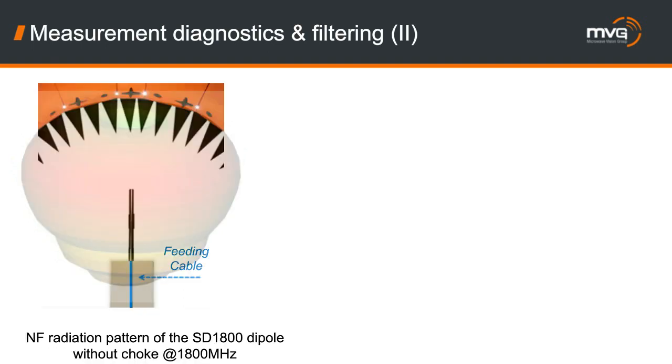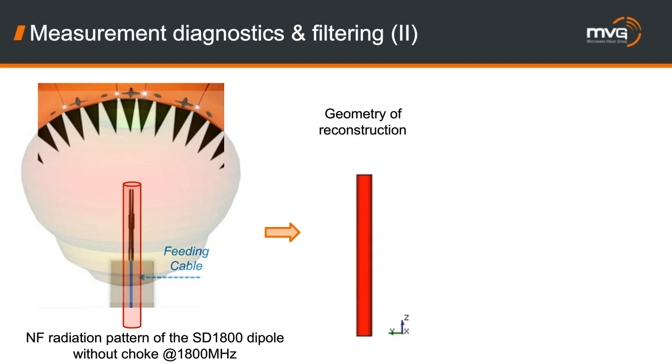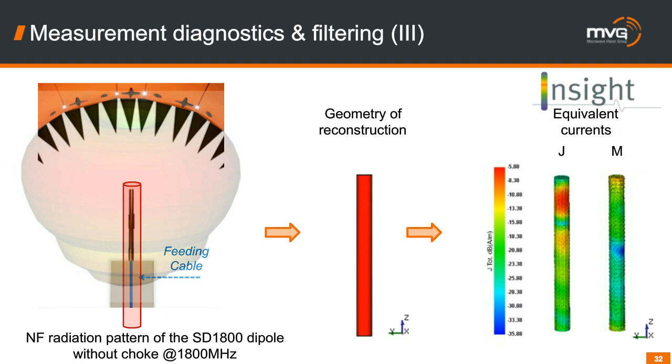So let's have a look at the measurement setup. And for better understanding, we observe it with the near-field radiation pattern of a glaze. A feeding cable is present on the setup together with the radiating element. Since we want to investigate the distribution of the current on both antenna and cables, we consider a cylinder as reconstruction geometry, including and representing the antenna and the cable. Applying Insight, we get the distribution of the equivalent current on both antenna and cable.